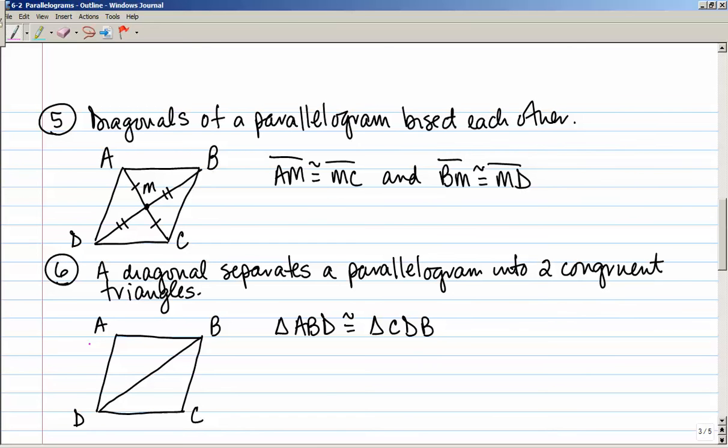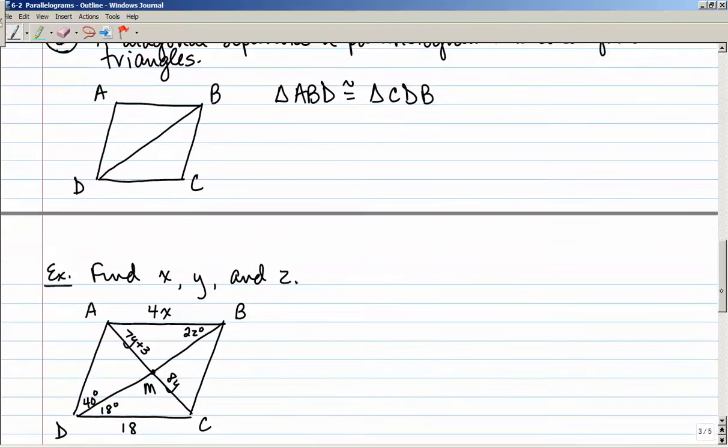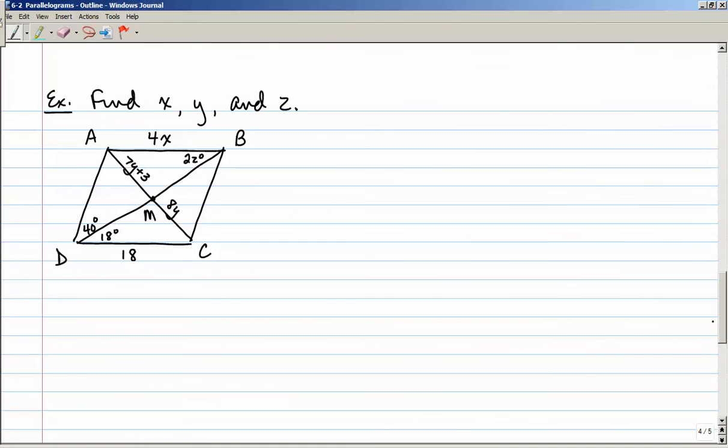And theorem number 6, a diagonal separates a parallelogram into two congruent triangles. So in this case, I just drew diagonal BD. So triangle ABD is congruent to triangle CDB. And we could actually prove that using one of the theorems that we used back in Chapter 4, but we're not going to take the time to prove that now. So make sure that you're familiar with all 6 of those parallelogram theorems. Now let's put them to practice in a couple examples here.